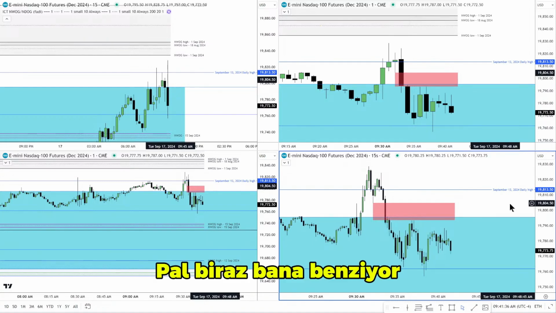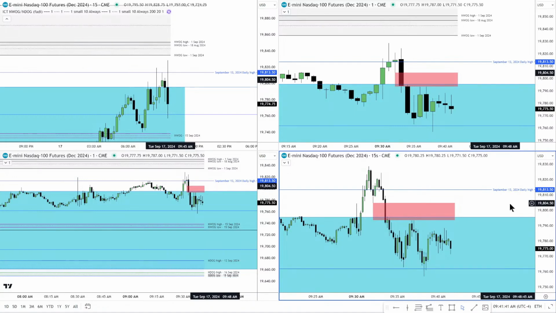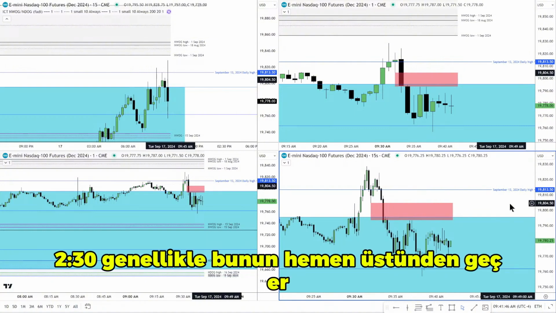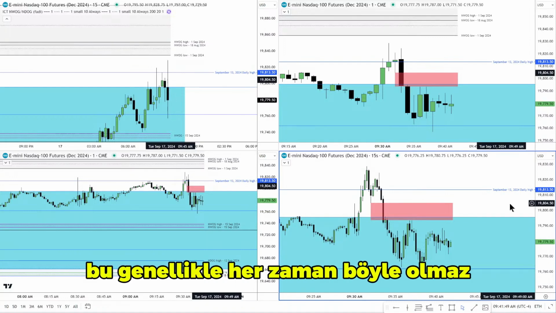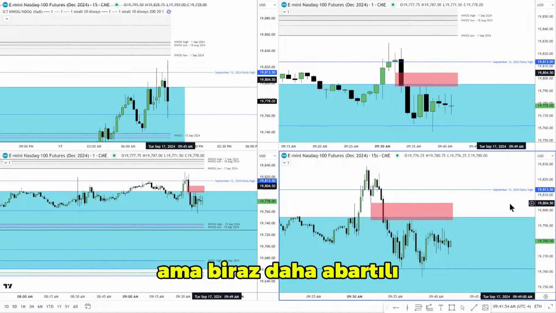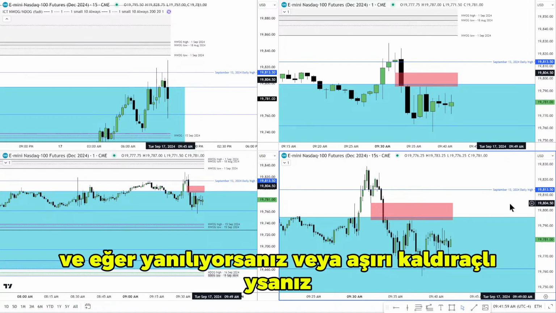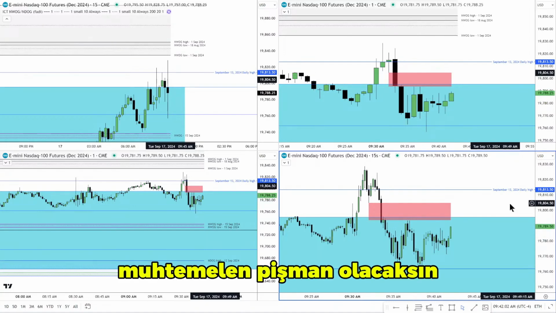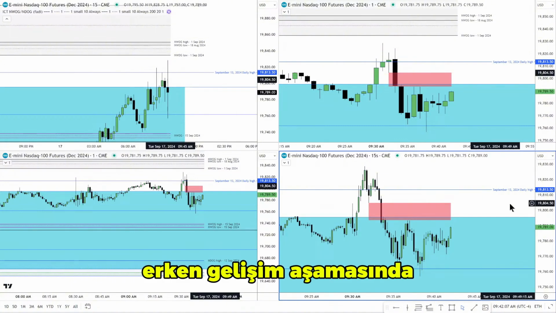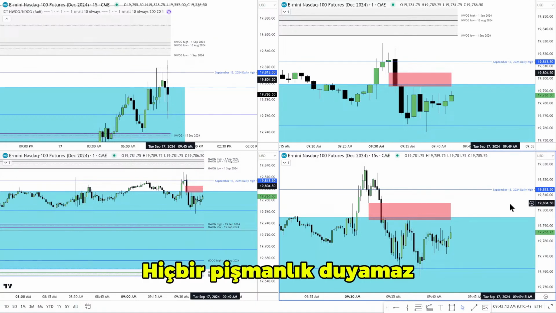Powell's a little bit like me. He likes to talk a lot. So sometimes that 2:30 counter run. Whatever usually happens at 2 o'clock, 2:30 usually runs right over top of that and goes the other direction. That's usually, not all the time, but that's usually what happens. Kind of like a non-farm payroll event. It's the same thing, but a little bit more exaggerated. And if you're wrong, or if you're over leveraged, you're probably going to regret that. I just want to include that in his early development stage, just to avoid the day entirely. That way he can't be enticed to do anything. He can't feel any kind of regret.